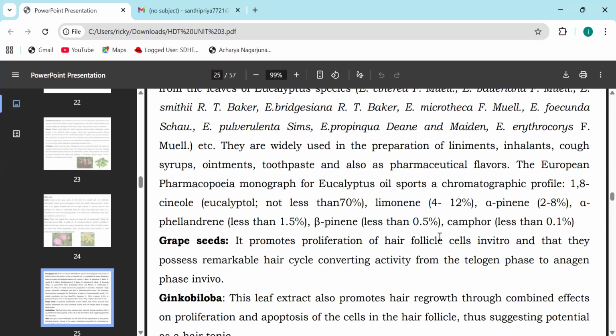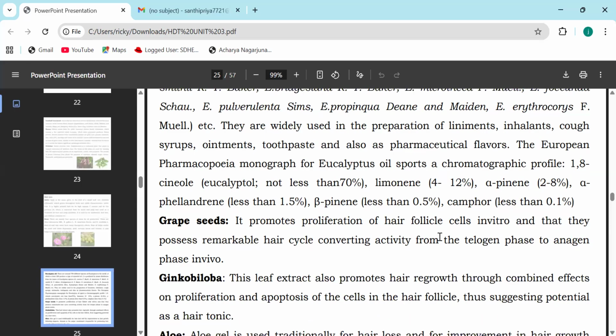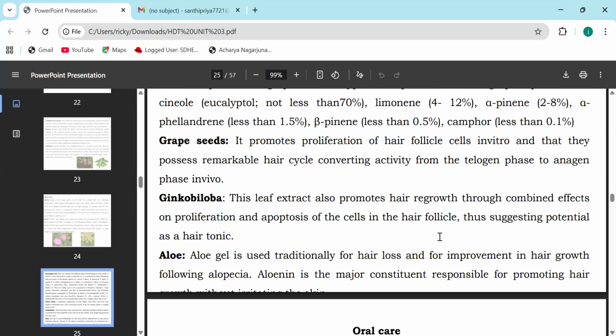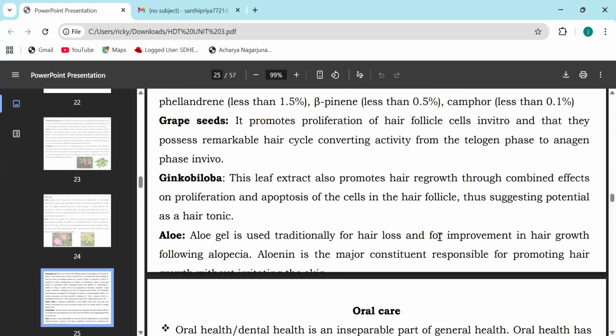And next one is grape seeds. It promotes proliferation of hair follicle cells in vitro, and it possesses remarkable hair cycle converting activity from the telogen phase to the anagen phase in vivo. And next, ginkgo biloba. The leaf extract also promotes hair regrowth through combined effects on proliferation and apoptosis of the cells in the hair follicle. So it is also used as a hair tonic.